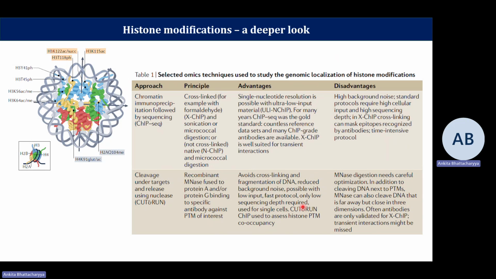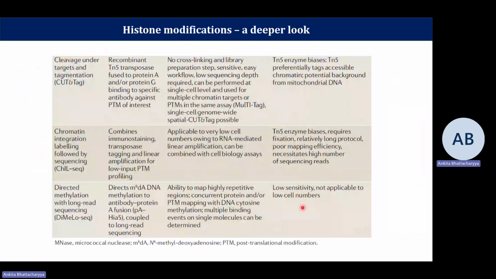MNase digestion needs very careful optimization. That is a challenging thing. In addition to cleaving DNA, it can also cleave DNA that is far away in sequence but close in 3 dimensions, because of the way in which, as we previously discussed, MNase binds DNA. It sits on the DNA, straddles the DNA, and then cuts it like bolt cutters. So if DNA is close in 3 dimensions, that DNA can also sometimes get chopped. So that needs to be optimized. And transient interactions can often be missed because CUT&RUN optimization is not always available for this particular method.